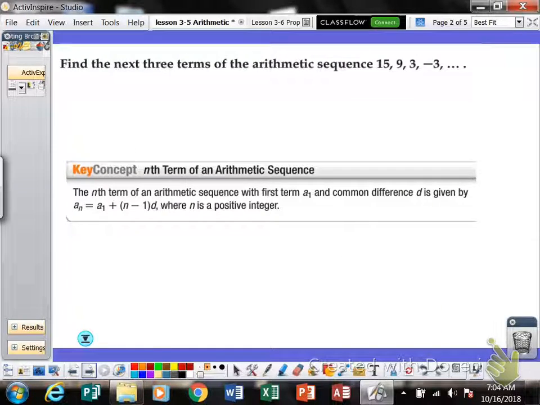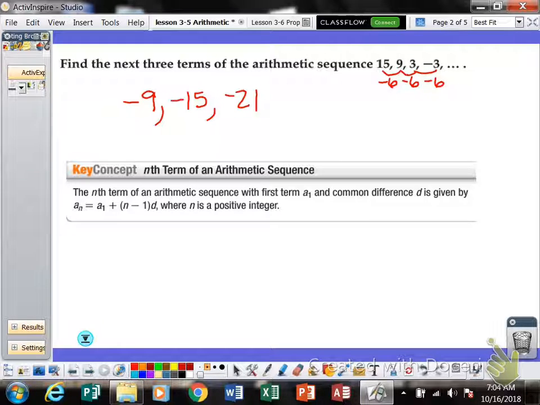All right, find the next 3 terms of the arithmetic sequence. So here, what do we notice? We're going down by 6, down by 6, down by 6. So if I subtract 6 more from -3, I would get -9. Subtract 6 more, -15. Subtract 6 more, -21. So you just continue on with the pattern.